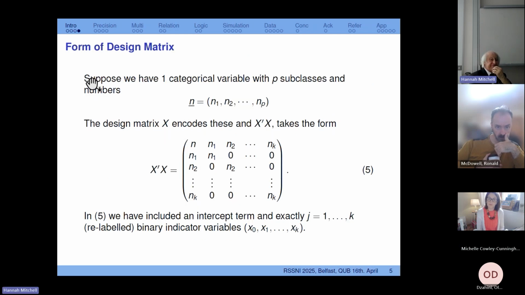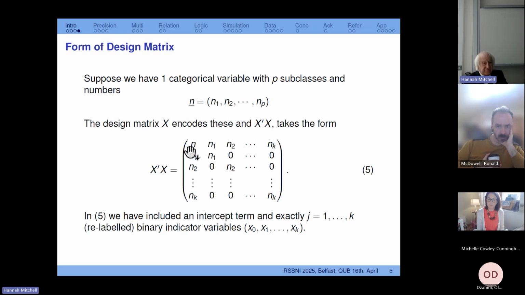The form of the design matrix now, or the model matrix: suppose we have just one categorical variable with p subclasses. Then we'll have these numbers n1 in the first subclass, n2 in the second subclass, etc. And the design matrix X then encodes these variables. And when it does, X prime X takes the form.